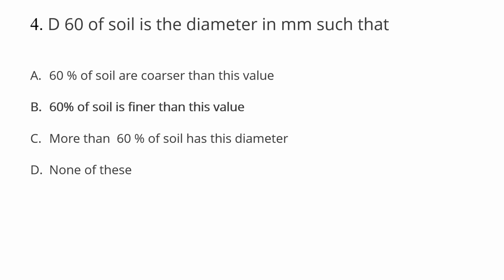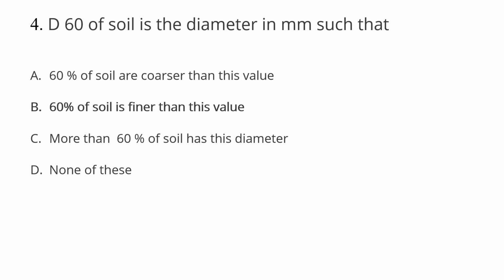So from the particle size distribution curve, we can get the values of D60, D30, D10, etc. To get the value of D60, we will be taking the size which is corresponding to 60%. That is, your answer here is option B, which is 60% of the soil is finer than this value.